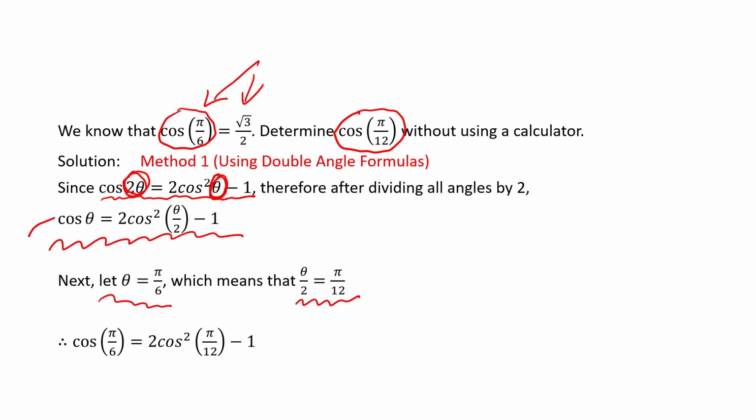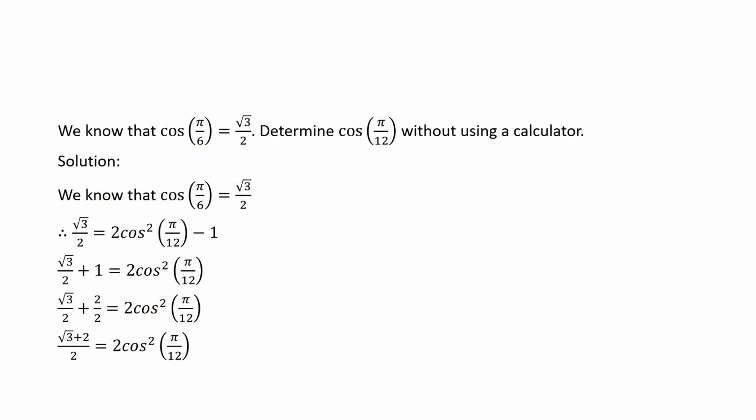And so we can restate that as the cos of pi over 6 equals 2 cos squared pi over 12 minus 1. Well, this is amazing because we actually know what the cos of pi over 6 equals. It equals root 3 over 2. So now we're going to be able to do a few steps and isolate for the cos of pi over 12. This is awesome. We just have to know algebra. Okay, so that's what we do.